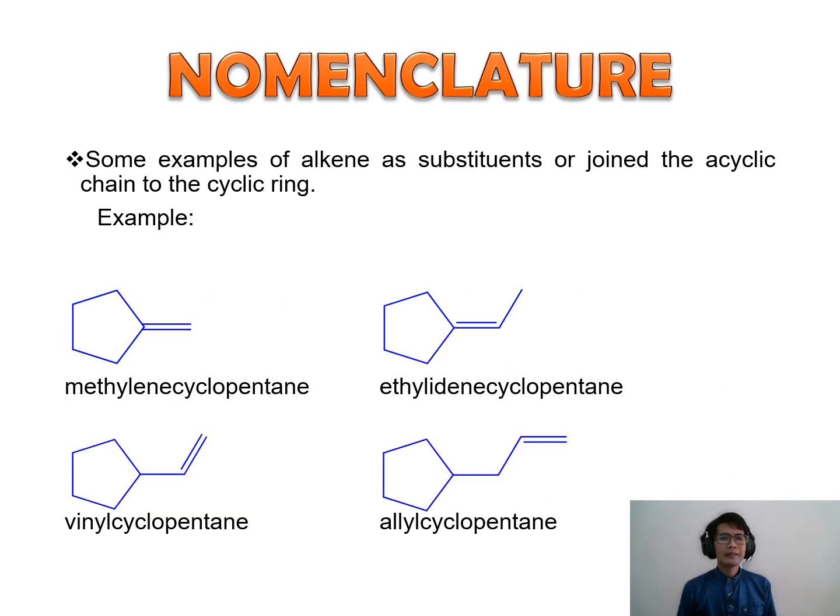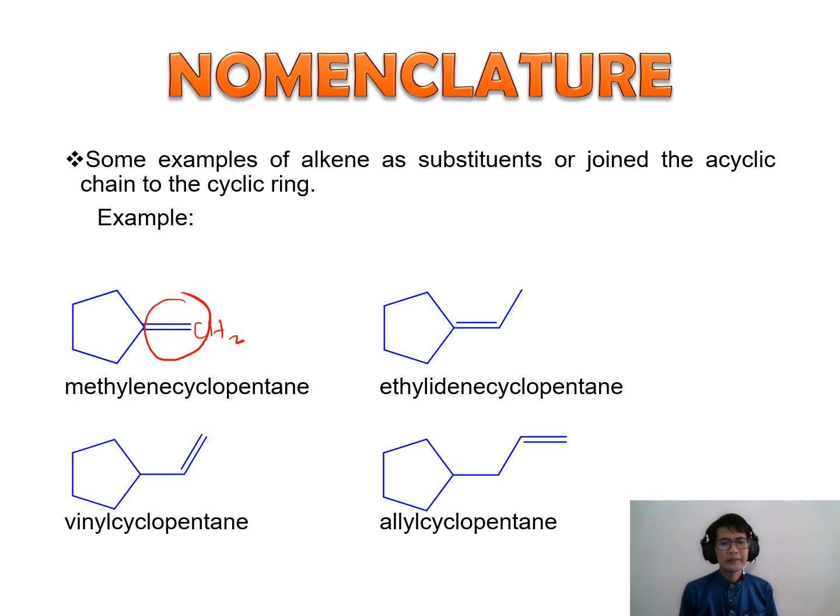These are some examples of alkene as the substituent. Earlier I said an alkene can also be a substituent, or join the acyclic chain to the cyclic ring. Remember the first step earlier? We said C double bond CH2 actually has CH2 at its end, we just don't write it. So what is the name of C double bond CH2? It is methylene. This is cyclopentane, so the name is methylenecyclopentane. If there are two carbons, it becomes ethylidene.